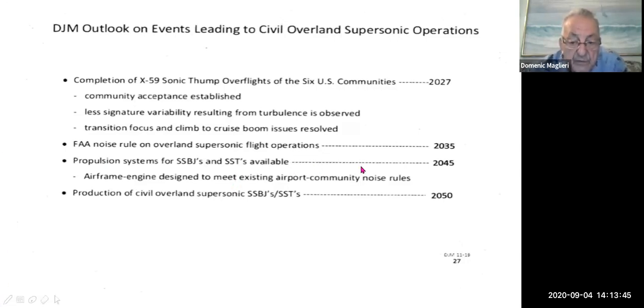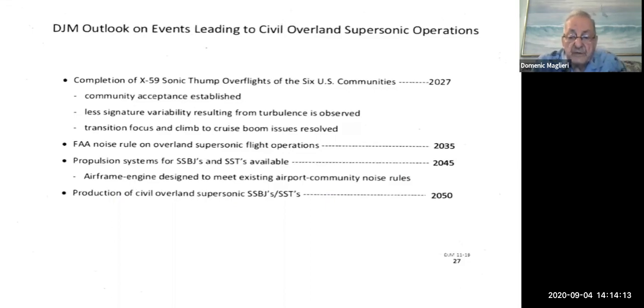So let's say that gets done in 2045, and that engine, combined with the airframe, is such that it's going to meet airport community noise rules. So production of these vehicles will start in 5 years, and maybe the flights begin a year after that. So 2050 is my guesstimate. It's when we'll see overland supersonic flight.